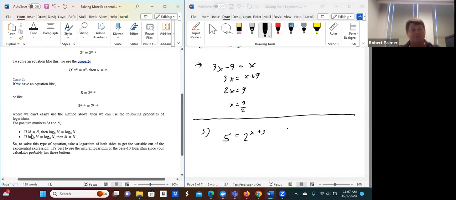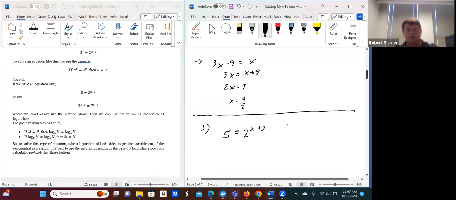The property says if you have two positive numbers, m and n, and m equals n, then if you take the log of the same base of both sides, those are also equal. Now remember, exponential expressions are always positive. So 5 is positive, and 2 to the x plus 3 is positive. It doesn't matter which log you take, but take some log of both sides, and then that way we can solve it.